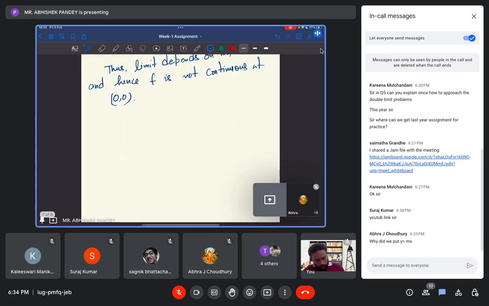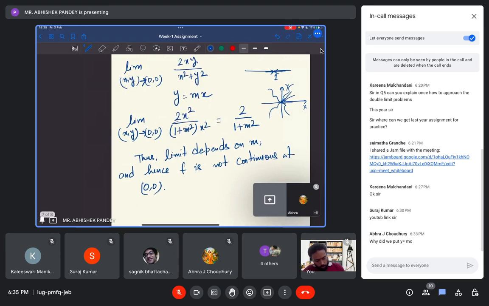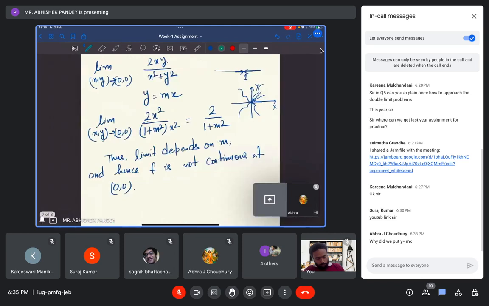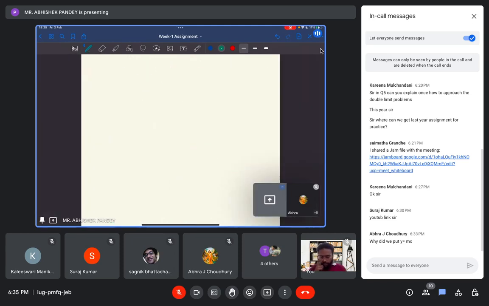Okay, so this thing is clear, I hope. So this is true, this is true, this is false. Okay, f is not continuous. Okay, so next I am going to talk about the partial derivative.